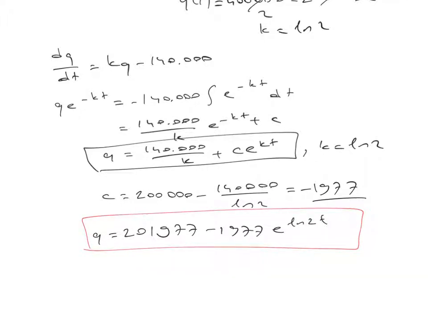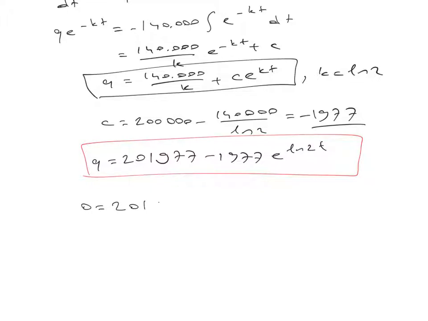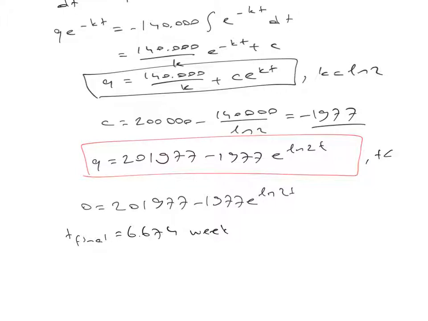And now we should specify the time in which this equation is valid, because after a certain time the mosquitoes in the swamp will get extinct. So the q value, which represents the population, will be equal to 0. So, and from this equation the final value will be found as 6.674 weeks, and here t is smaller than 6.674.